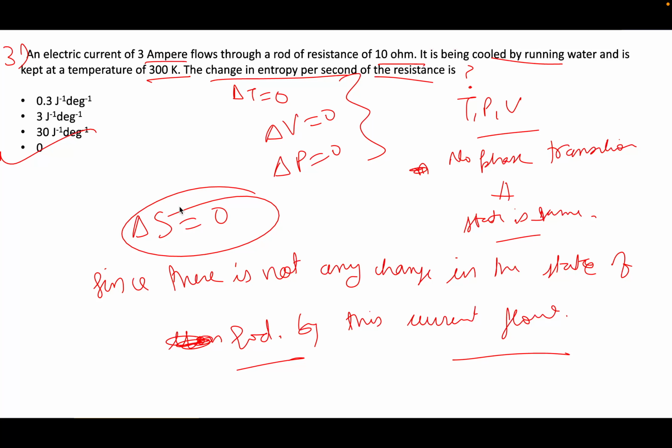This is just a tricky, conceptual question, since there is no change in temperature, pressure and volume. Since this is a solid, there is no change in volume and no change in pressure, and temperature is also given constant. Also there is no transition from one phase to another, so we can say that the entropy change is 0.